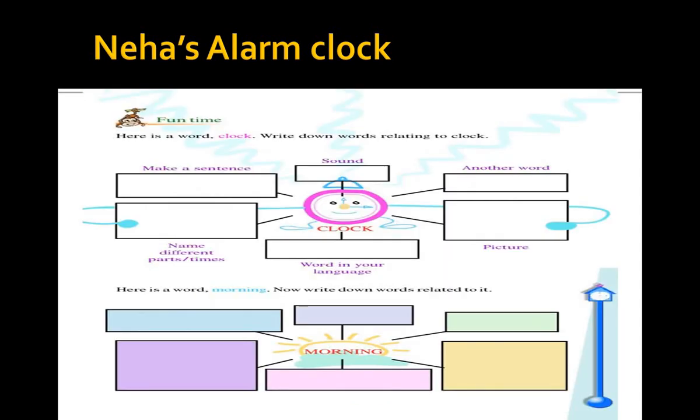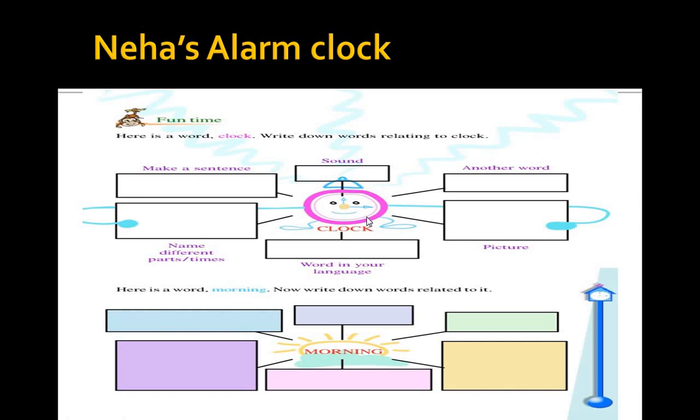So let's continue. And here's a word clock. Write down words relating to clock. So first of all, what are the different questions being asked related to clock? Make a sentence. So you have to make a sentence. Let me say I will make a sentence that my alarm clock is very beautiful. So you are also to make different sentences, but not this one which I have already spoken. You have to write another sentence with the word clock.